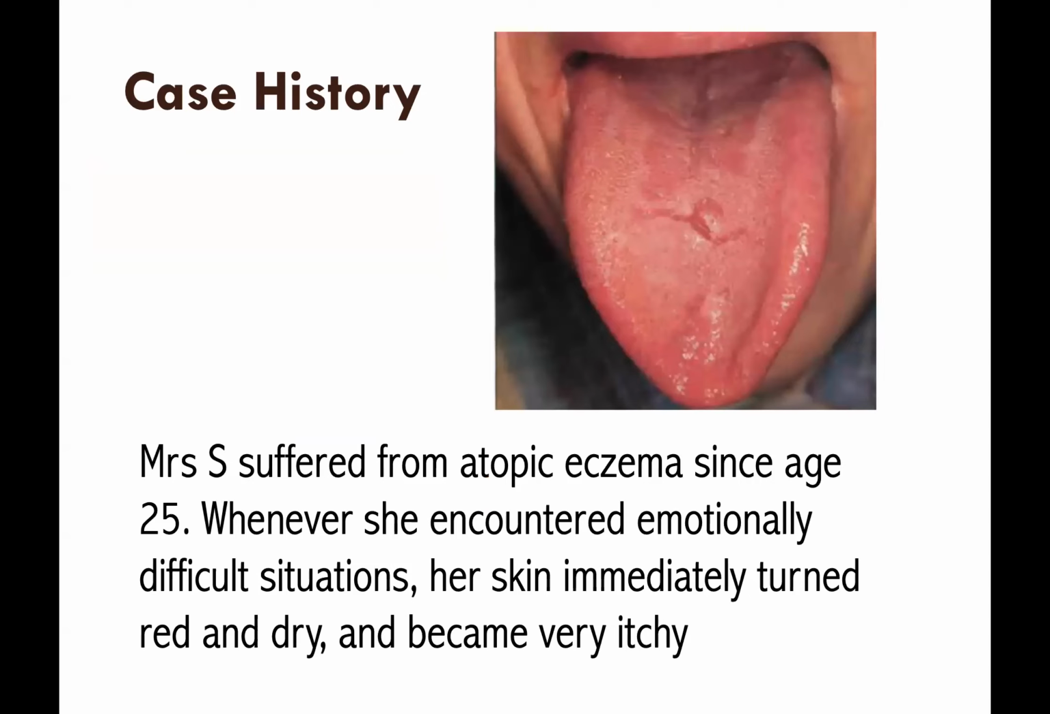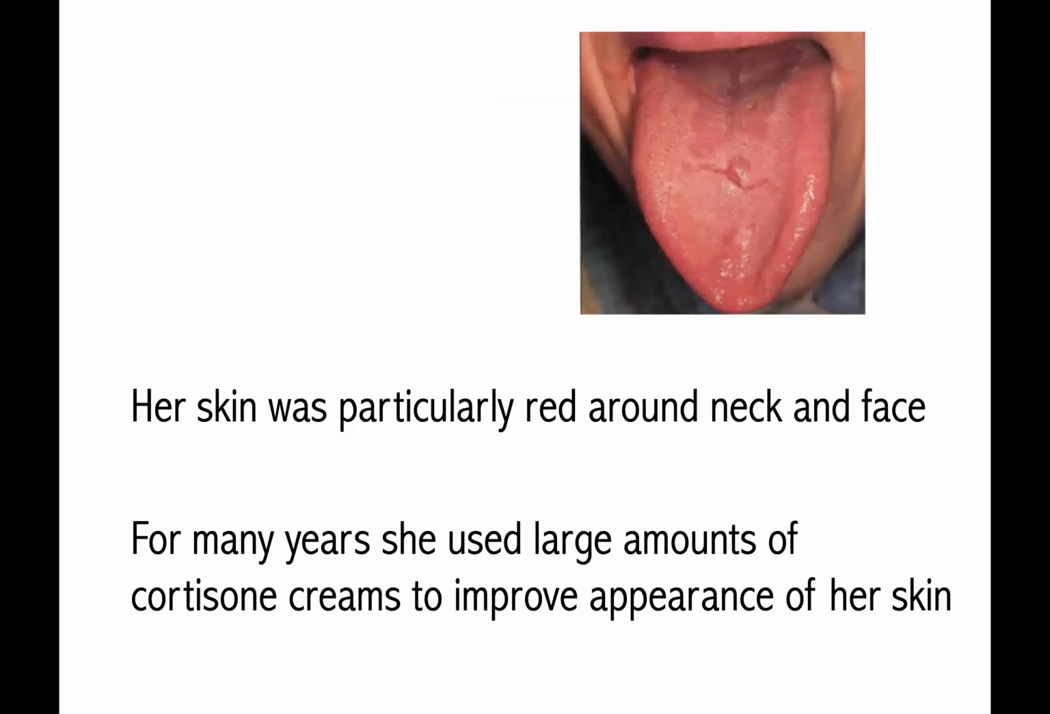As for her case history, Mrs. S suffered from atopic eczema since age 25. Whenever she encountered emotionally difficult situations, her skin immediately turned red and dry and became very itchy. Her skin was particularly red around the neck and face. For many years, she used large amounts of cortisone creams to improve the appearance of her skin.